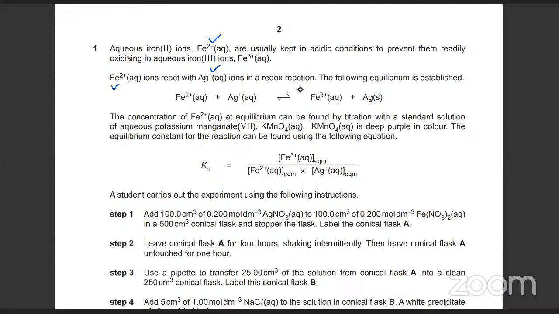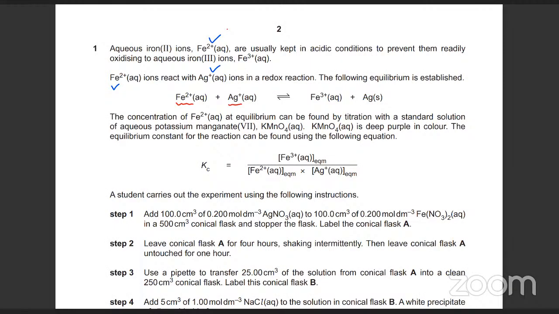So you're reacting Fe2+ with Ag+. That's what's happening. So this is the reaction that's taking place. And the concentration of Fe2+ aqueous at equilibrium can be found by titration with a standard solution of potassium manganate 7, KMnO4. So he's saying, so this is what's happening.